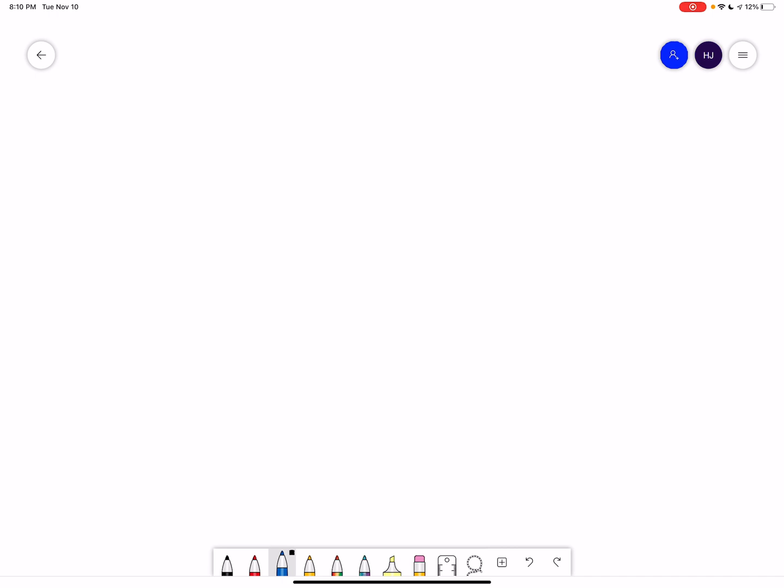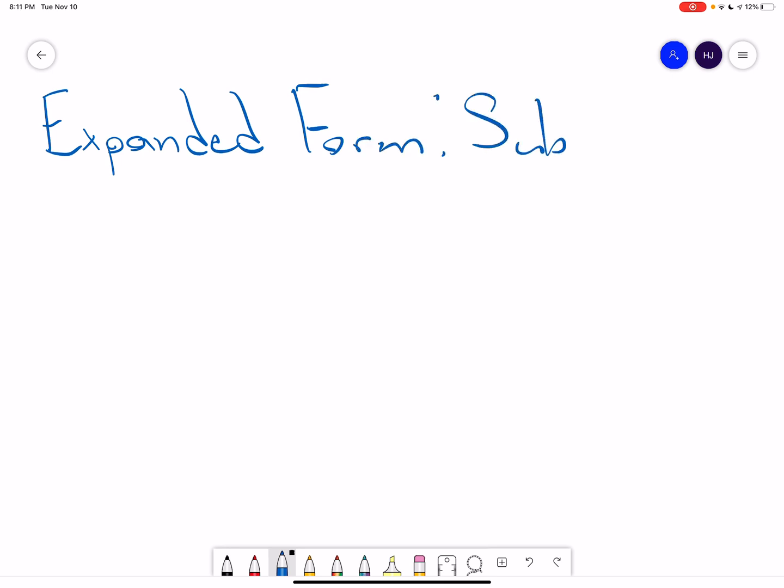So, for expanded form for subtraction, not too much is going to be different than what we did for addition. So, let's just walk through an example real quick.